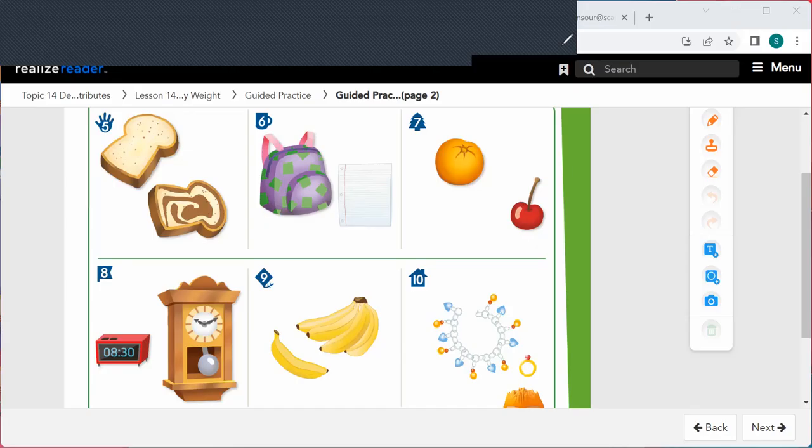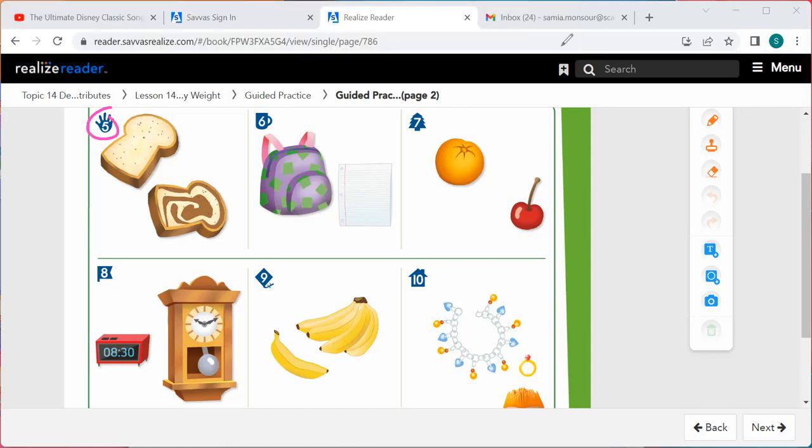We're continuing to number 5. We are going to draw a circle around the heavier object and mark an X on the lighter object, or underline the objects if they are the same weight. So we see here, number 5, we have 2 slices of bread. It looks like one has swirls in it and one doesn't. What do you think? Is one heavier than the other? It looks like they might weigh the same. So we're going to underline it. They look like they weigh the same.